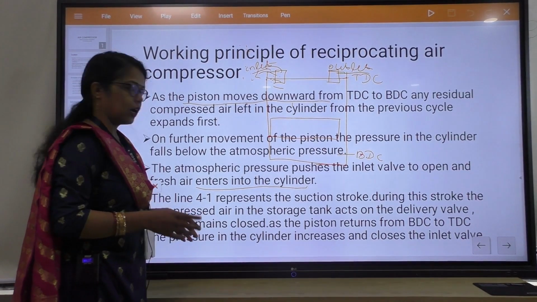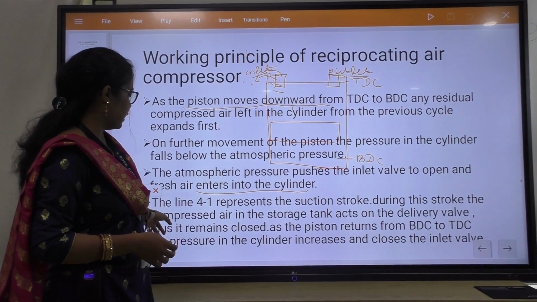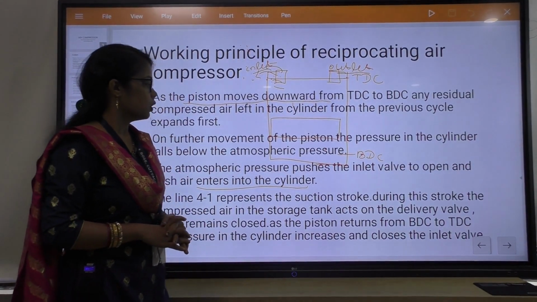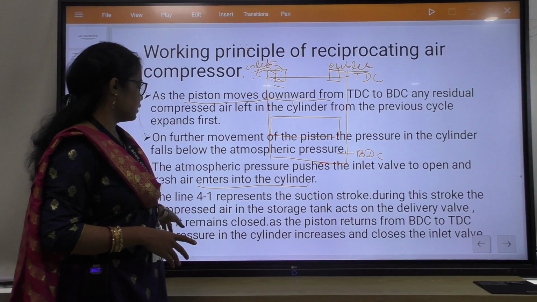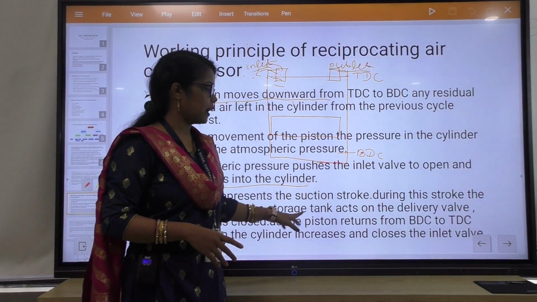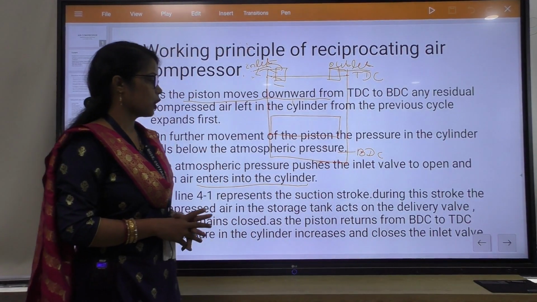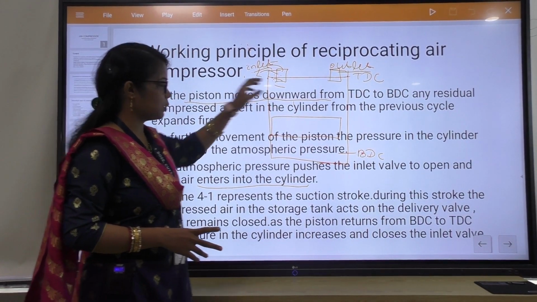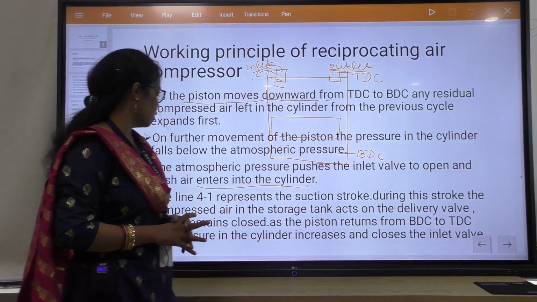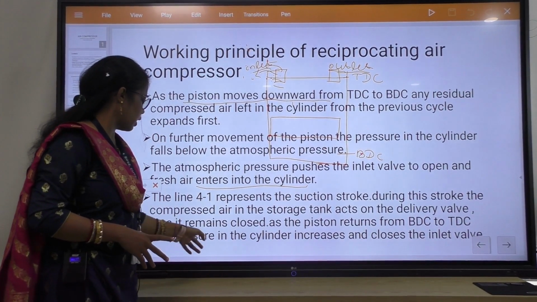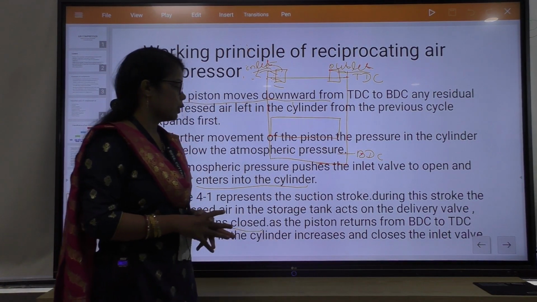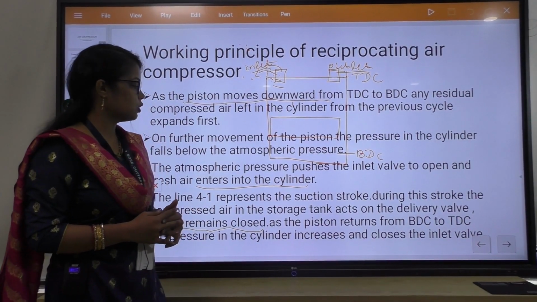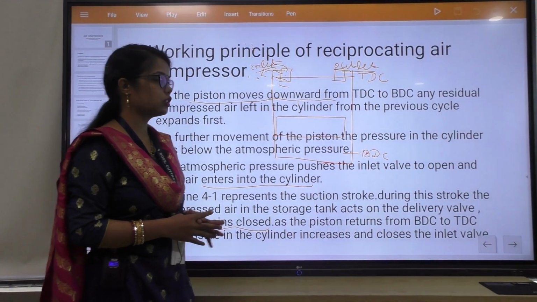Okay, so I will show you the diagram. The line 4 to 1 represents the suction stroke. During this stroke, the compressed air in the storage tank acts on the delivery valve. What happens during this stroke? The delivery valve, that means the outlet valve, will remain closed. Then as the piston returns from BDC to TDC, the pressure in the cylinder increases and closes the inlet valve.